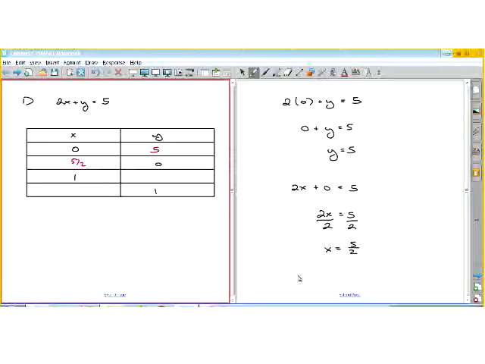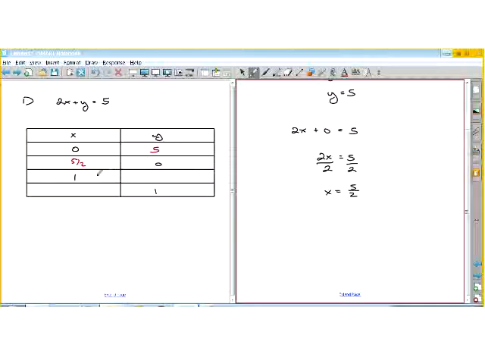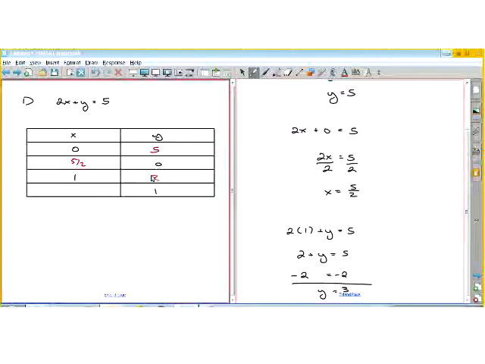The next one is, let x equal 1. So we do 2 times 1 plus y is equal to 5. 2 times 1 is 2. We want to solve for the variable, so we're going to subtract 2 from both sides. 2 minus 2 is 0. Just drop that. y plus nothing is just y. 5 plus negative 2 is 3. So our corresponding y value here is 3.